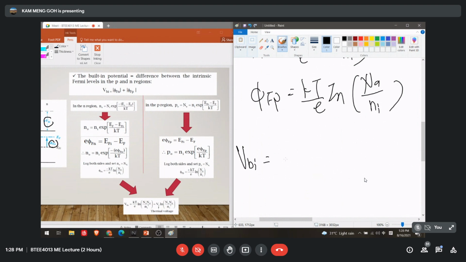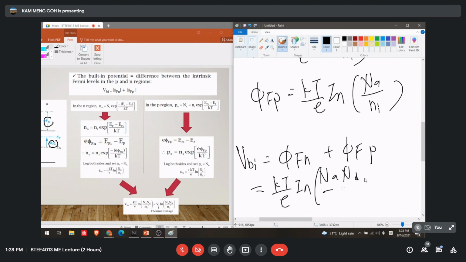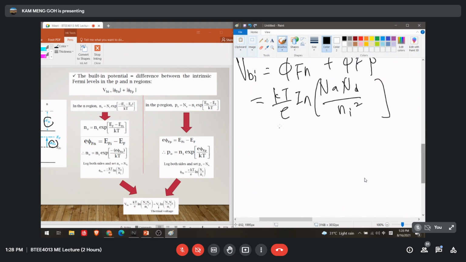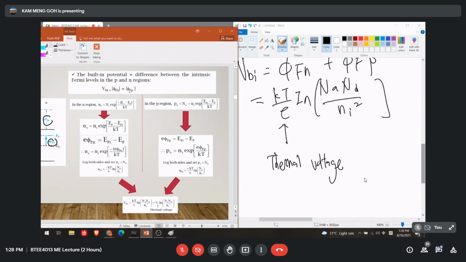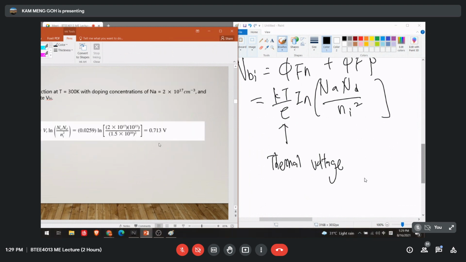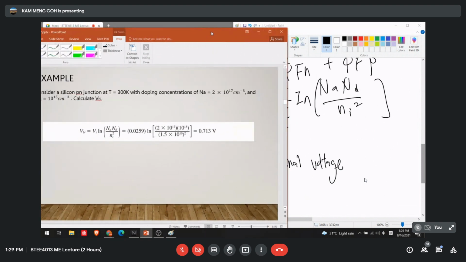VBI will be equal to FN plus FP. You just need to add these two things together: KT over E, ln NA ND over NI squared. This KT over E we call the thermal voltage. This is the way for us to calculate the VBI. You don't have to remember all the derivation, you just need to know how to use this formula. Normally the question will be asked this way.